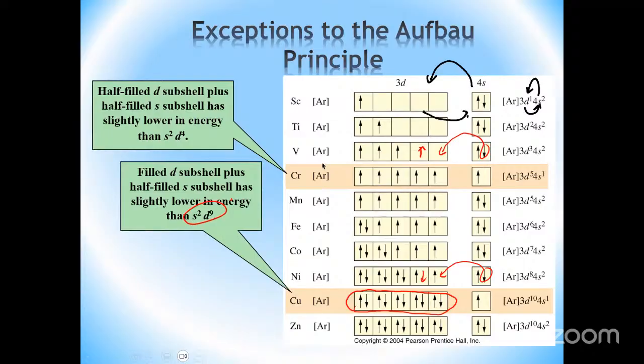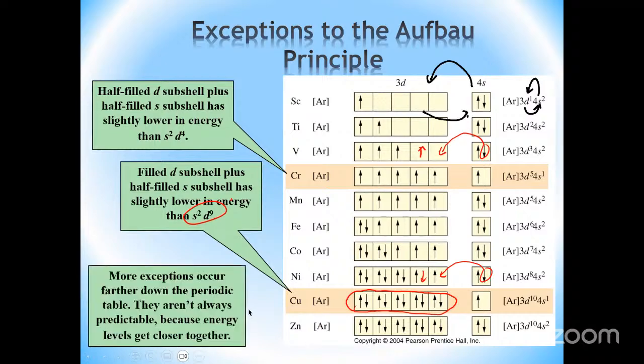When you get to chromium and when you get to copper, then basically those are the trends that you'll observe. In the case of the chromium, you find that the half-filled 3d sublevel is more stable than 3d4, and this also confers some extra stability as well. And then here, the completely filled 3d sublevel is more stable than 3d9, all right?